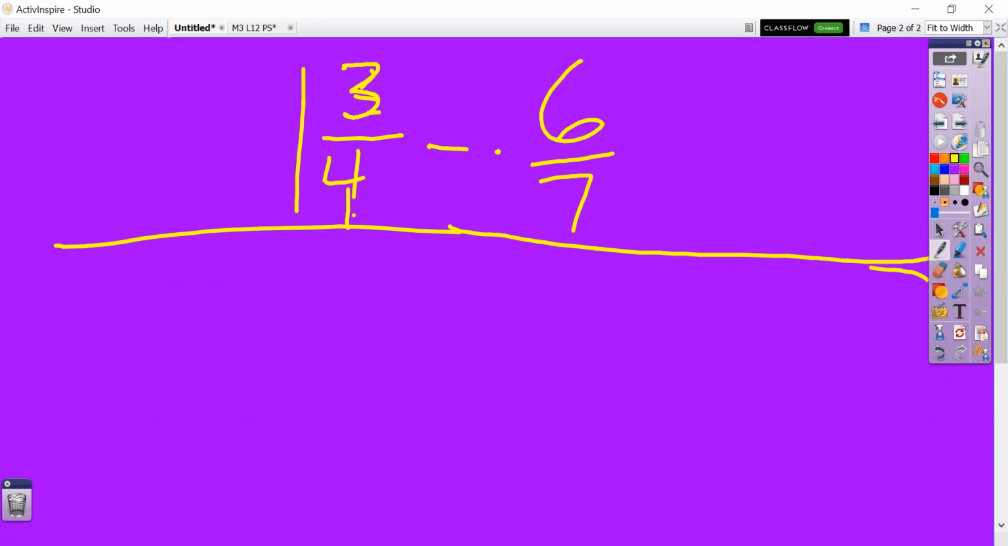Oh my goodness, I'm really getting frustrated with the stylus. I think I might have to change a tip. Maybe that's what it is.